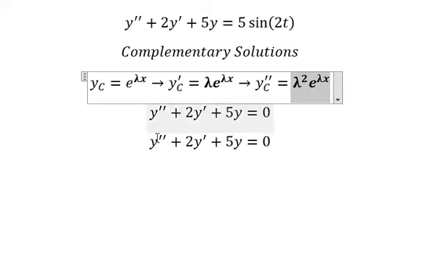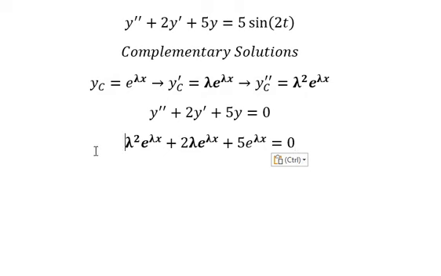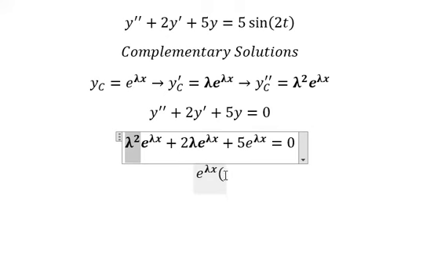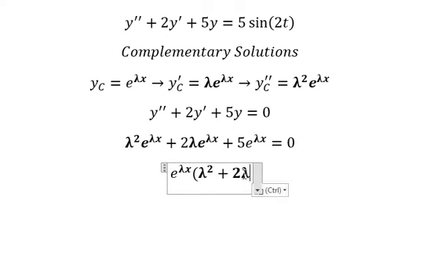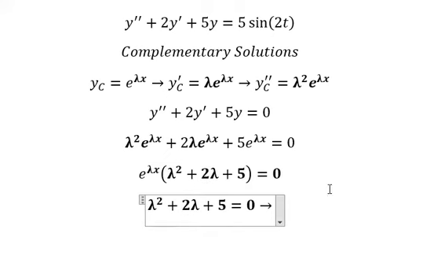So I will put this one going here, this one going here, and this one going here. Next, for e to the power of lambda s, we can do factorization. So we have lambda square plus 2 lambda plus 5 equals 0. And now we need to find the solutions of this one.